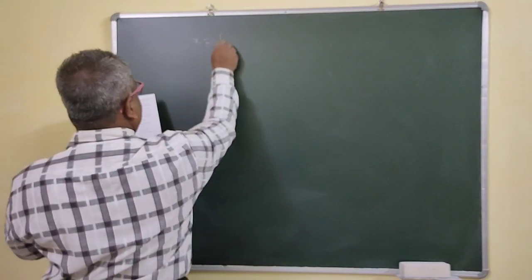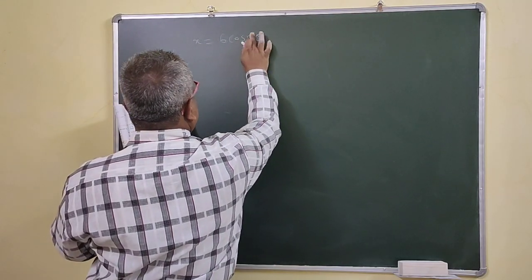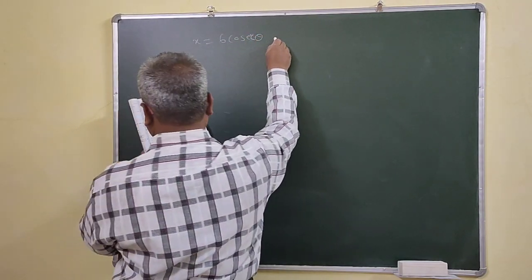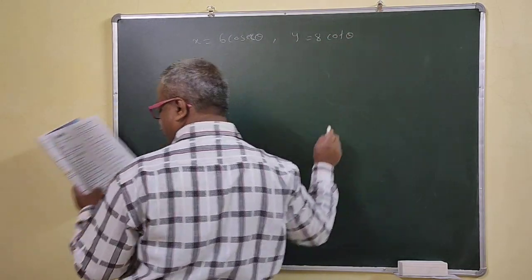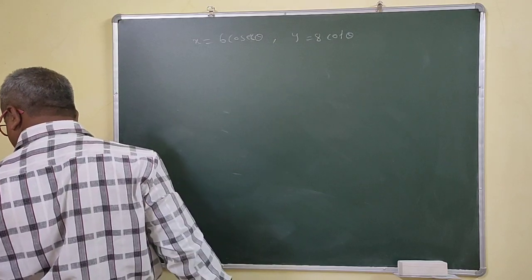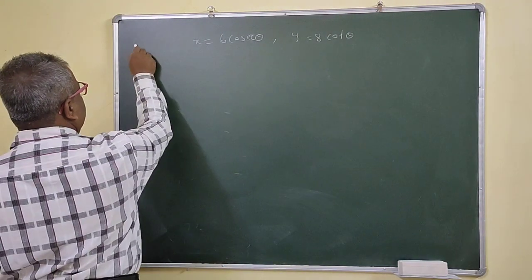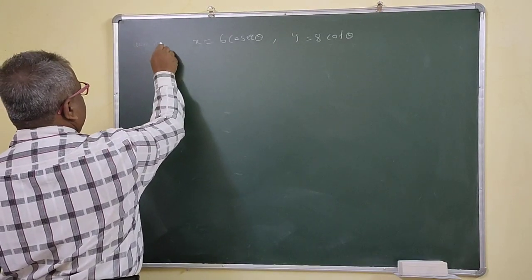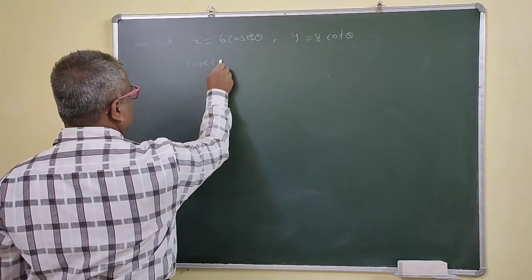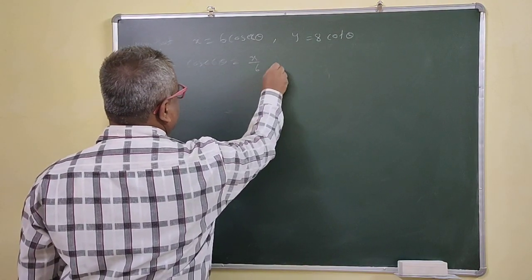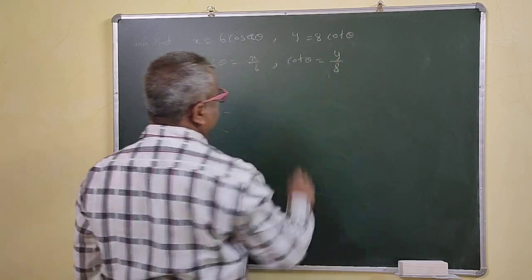x is equal to 6 cosec theta, y is equal to 8 cot theta. Just eliminate theta now, right? Solution. Given that x is equal to 6 cosec theta, so cosec theta is equal to x upon 6. Cot theta is equal to y upon 8.